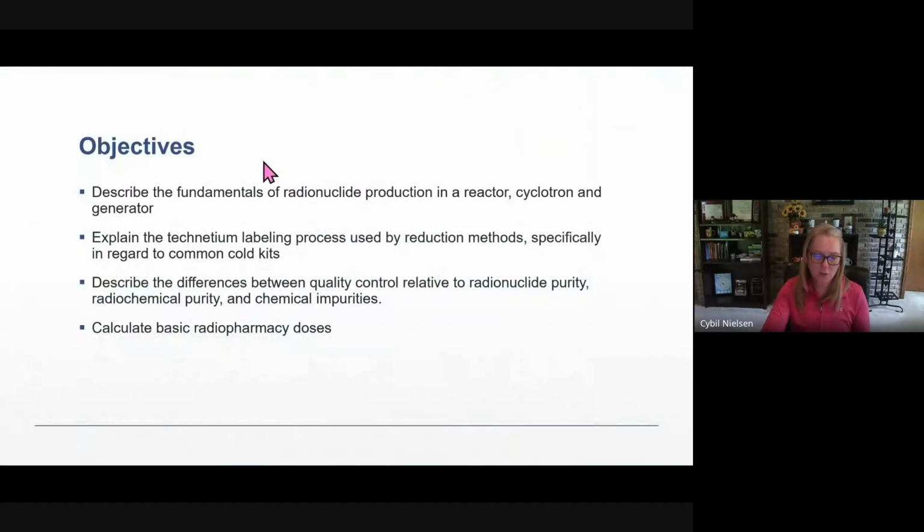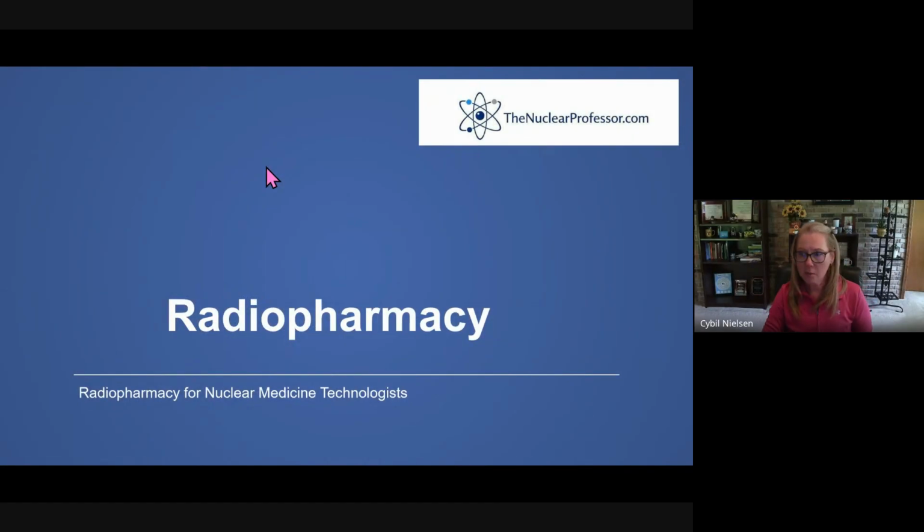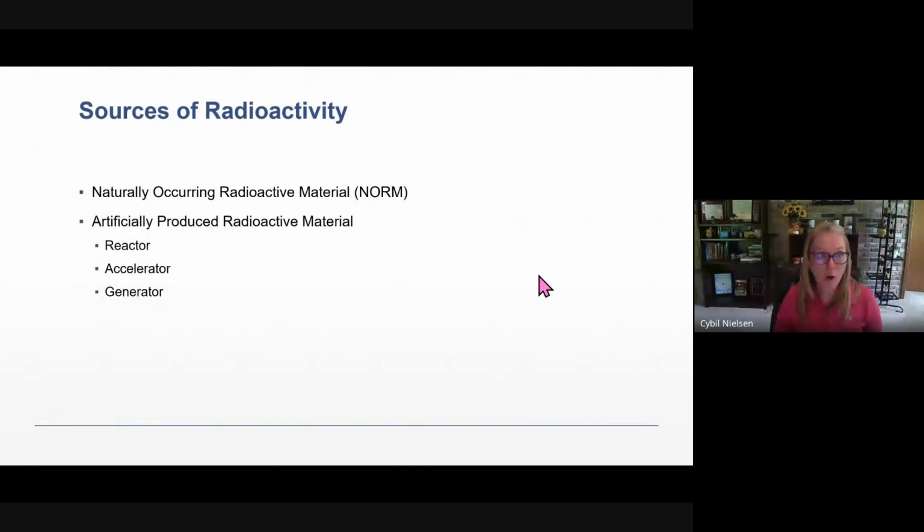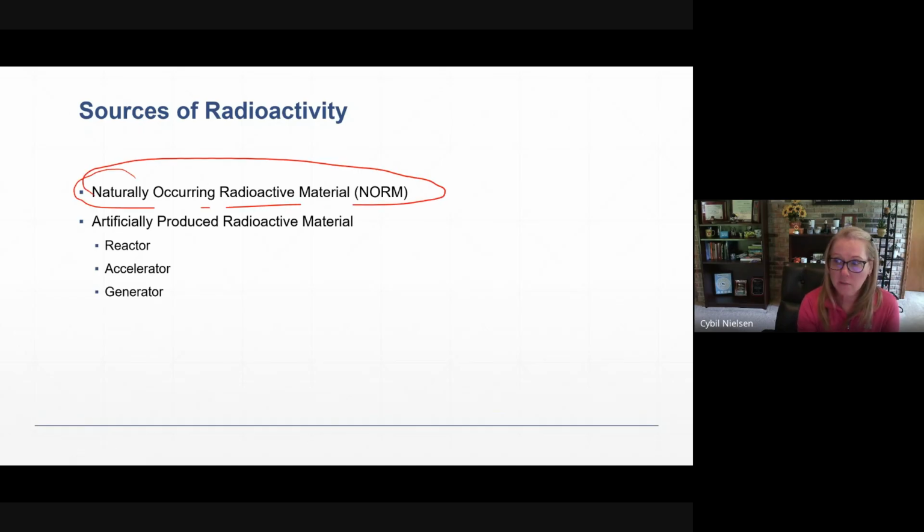All right, perfect. So radiopharmacy, we're going to talk about how we produce the radiopharmaceuticals, and we're going to talk about the generator production and a lot of the quality control that we use. So there's two types of radioactivity. There's naturally occurring radioactive material and artificially produced.